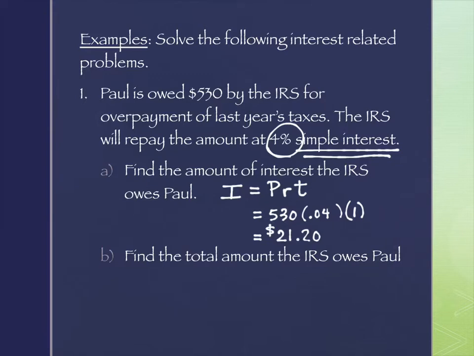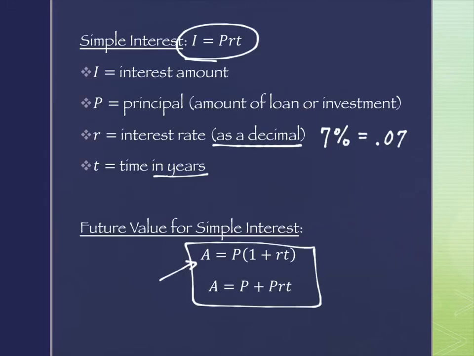All right. The second question asks for the total amount now that the IRS is going to pay Paul back. Because we've calculated the interest already, if you'll take a look at these two formulas, the second formula actually has the interest amount written out, PRT, at the very end. This should make sense. This is supposed to be the principal, the amount that you owed or borrowed to begin with, plus the interest, that's your total amount.